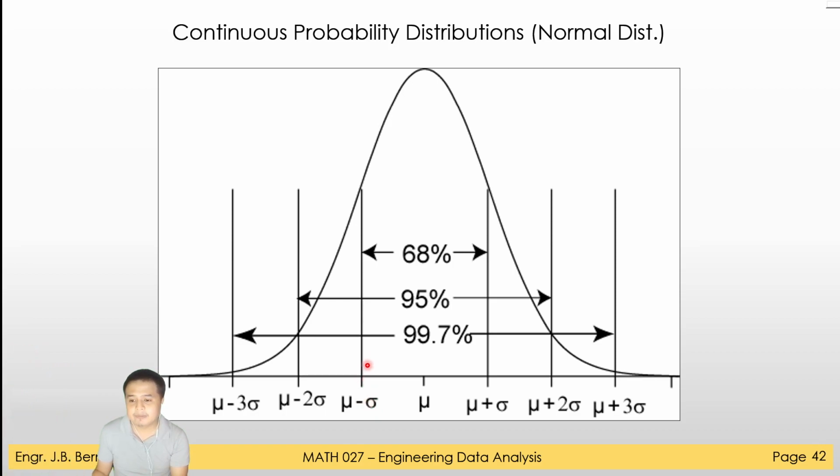This will be just 68% of your probability. Within two standard deviations will be 95%, and then so on. Three standard deviations will be 99.7%. Okay, so what does that mean?